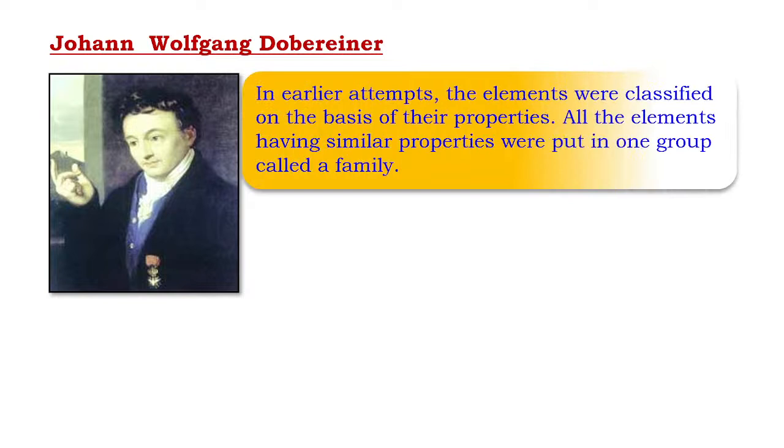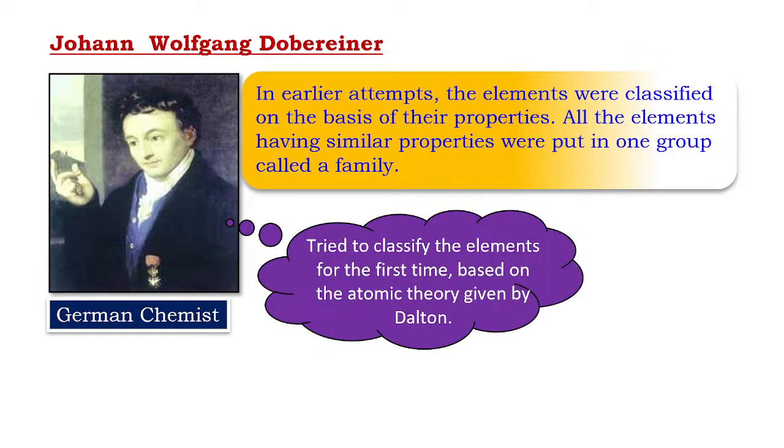Initially we have just stories of how this element table came into existence. So he started classifying elements on the basis of properties. Properties means melting, boiling. What is the difference between melting point and boiling point? What is the boiling point of water? 100 degree Celsius. Boiling point means the phase change. It will change from liquid to gas.